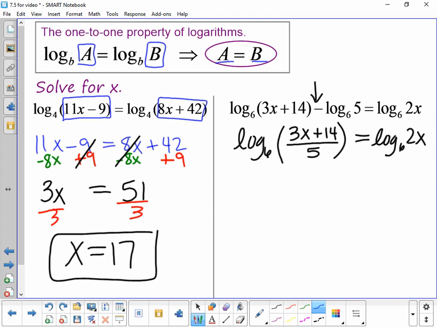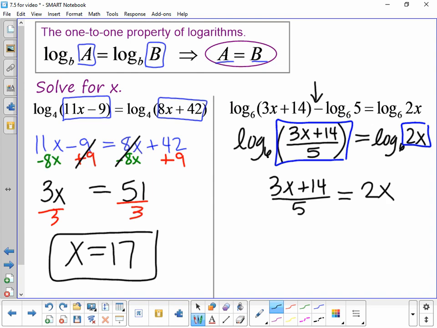Well, I have a log base 6 equal to a log base 6. The only way that that can be true is if the two arguments are equal to each other. (3x plus 14) divided by 5 is equal to 2x. Well, we have an equation that we would like to solve, and our equation has a fraction. If we have a fraction in our equation that we would really rather not have, the way that you deal with that is that you would multiply by your denominator. This time our denominator is 5, so we multiply both sides of our equation by 5.